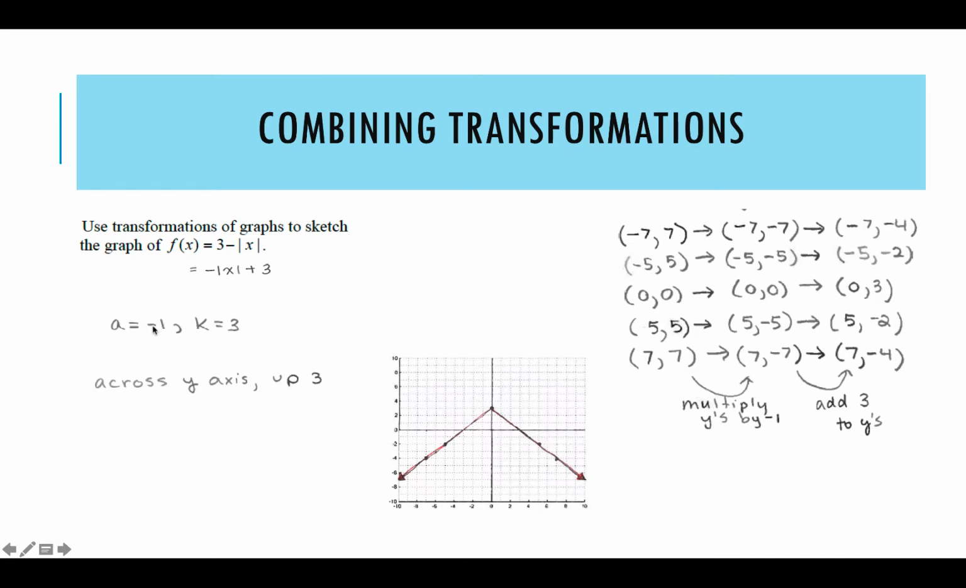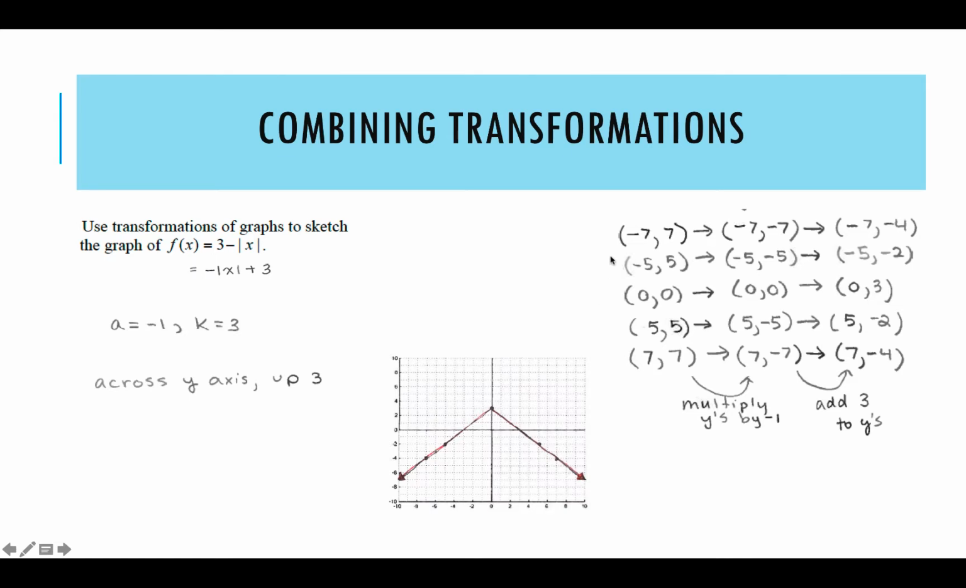And when a is negative 1, its absolute value is neither bigger than 1 nor smaller than 1, so there's no stretch or shrink. But since it's negative, that means it's going to be a vertical reflection. And so a vertical reflection is going to be across the x-axis. So it's going to go across the x-axis, and then it is going to go up 3.